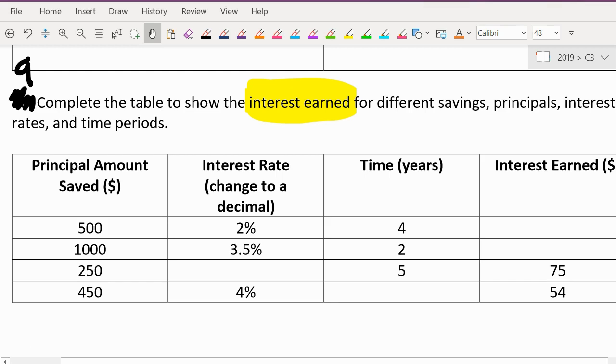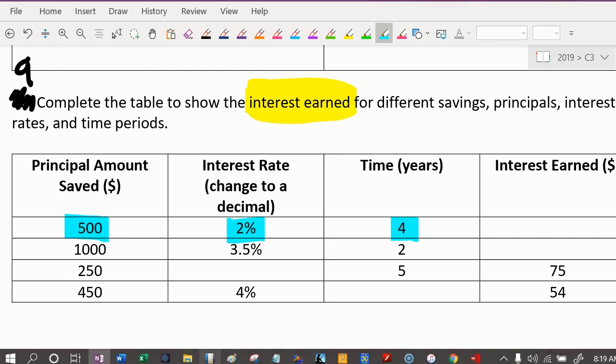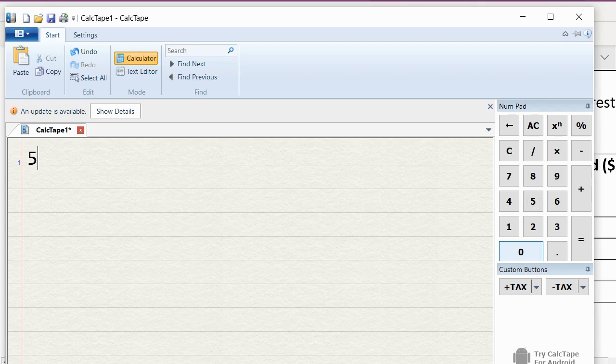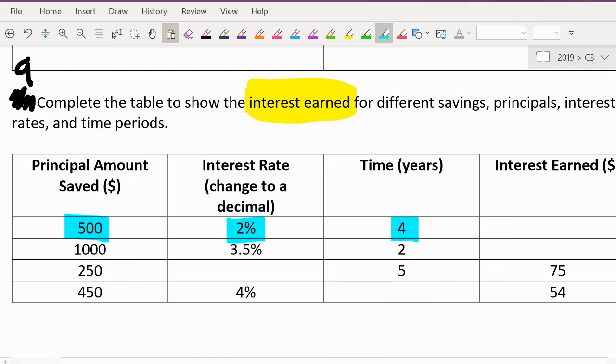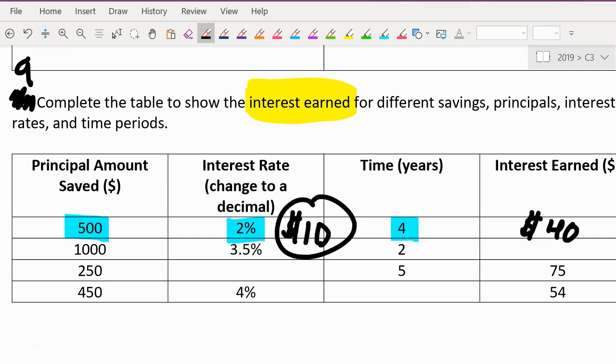Finding interest is just finding the percent. That's all it is. So let's see. If we have $500 in the bank, and we get 2% of that, but we have 4 years. So let's find 2% for 1 year. How do we do that? 500 bucks times 0.02. All right, 10 bucks. So let's write that down. So that is 10 bucks for 1 year. But for 4 years, it's going to be 40 bucks. I think I need to shrink this again.